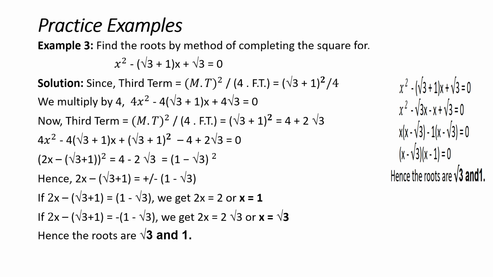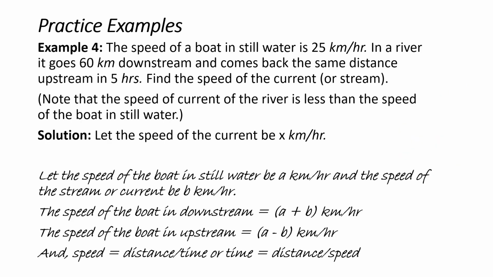Now remember, this is by the method of completing the square. If the method is not given, you can do it easily as I have shown on the right hand side. We just simplify the equation and group the terms. So after grouping the terms, we have two brackets, (x − √3) and (x − 1), equal to 0. Just equate them to 0. So you get roots as √3 and 1. So by factorization, we get the roots simply √3 and 1.